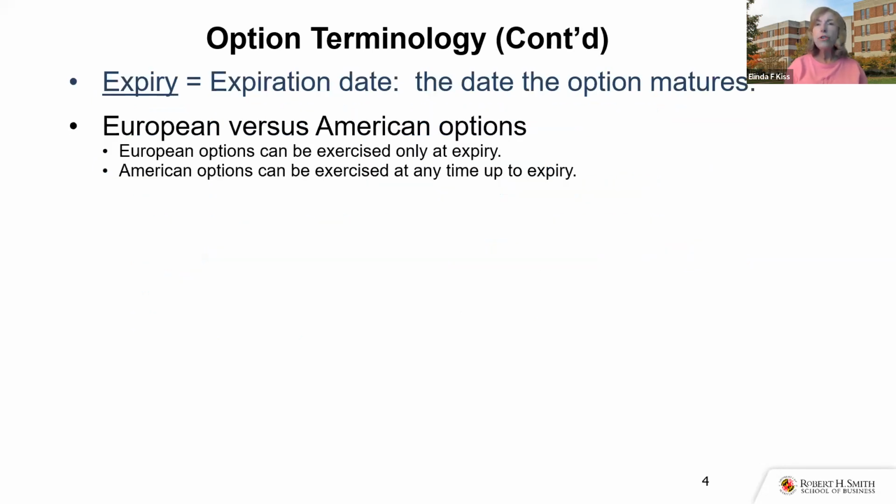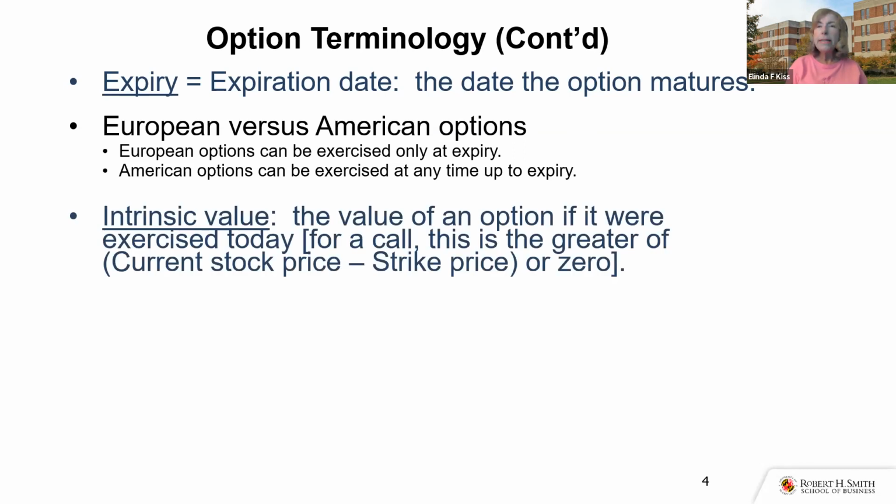Expiry, that's the maturity date of that option. European options can only be exercised at the expiration date. American options can be exercised at any time up to the expiration date. And as you can imagine, an American option is going to be a bit more valuable than a European option because I've got more options. I can exercise before if I think prices have gone up enough and now they're going to go down. Then I want to exercise my call option early. The intrinsic value is what the option is worth today if I decide to exercise it.